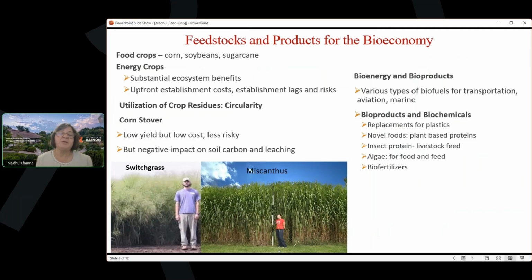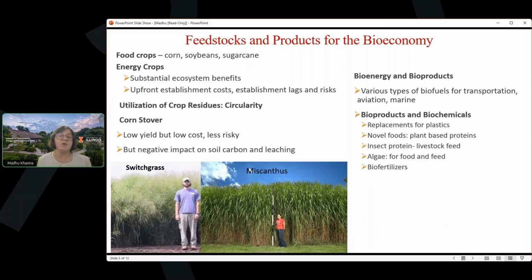Similarly, there are many feedstocks that we can use that are currently being produced or have been shown to be very productive for meeting the needs of the bioeconomy, and then using them to produce various types of products. So food crops are currently being used to produce biofuels in many countries, including the US. There's significant opportunity to diversify and produce energy crops, which are high yielding, yield a lot of ecosystem benefits, but also are costly and need investment and establishment.